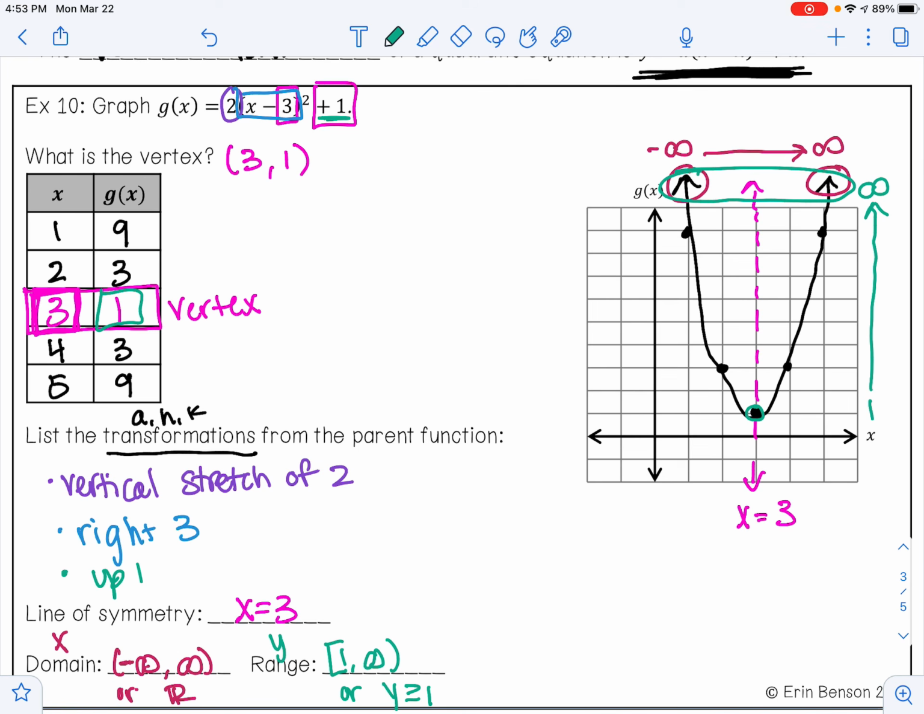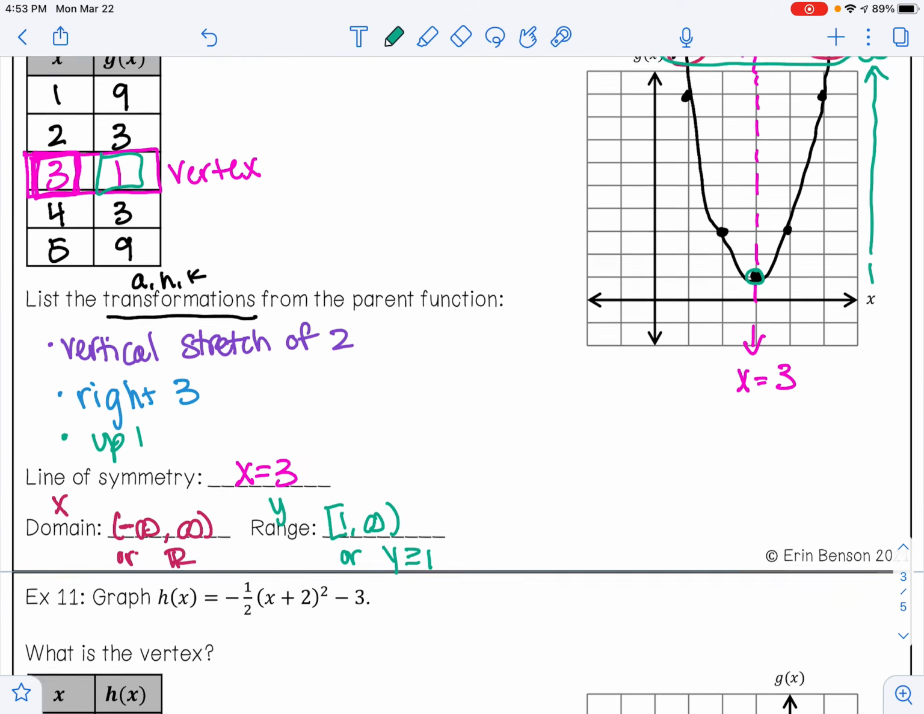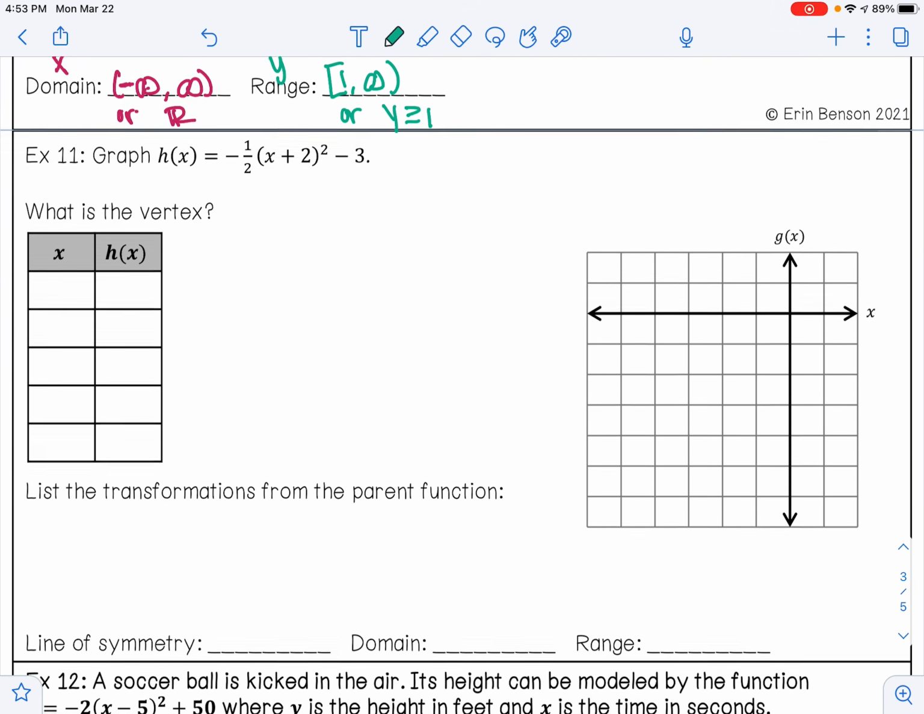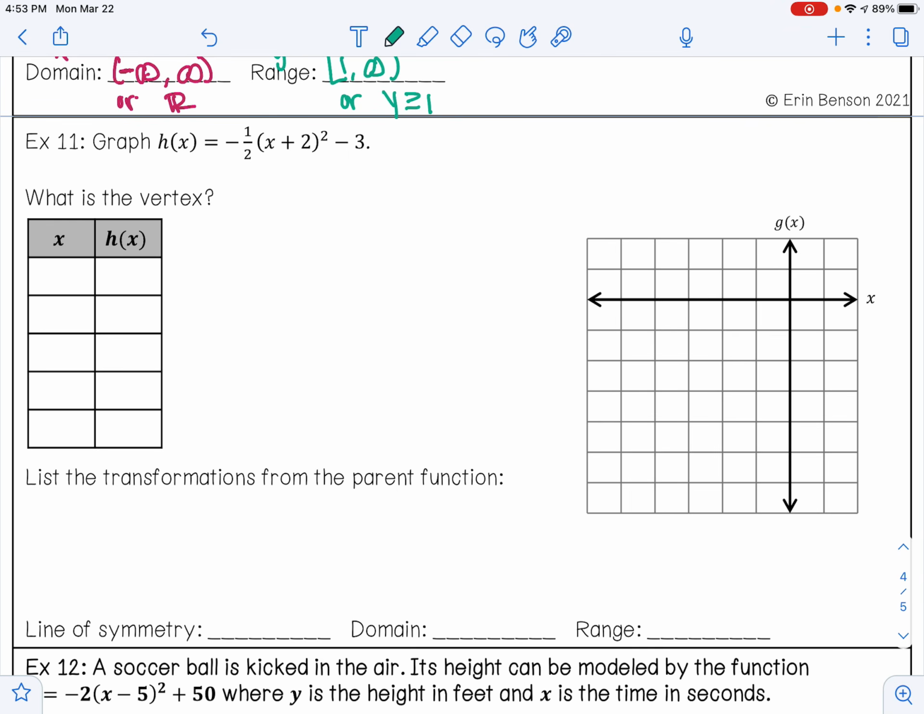What I would like you to do now is pause this video and see how far you can get on number 11. If you have just unpaused or never paused and you haven't done number 11 yet, go ahead and see what you can do on that one. Don't just wait for me to do it for you. See what you can do on your own.